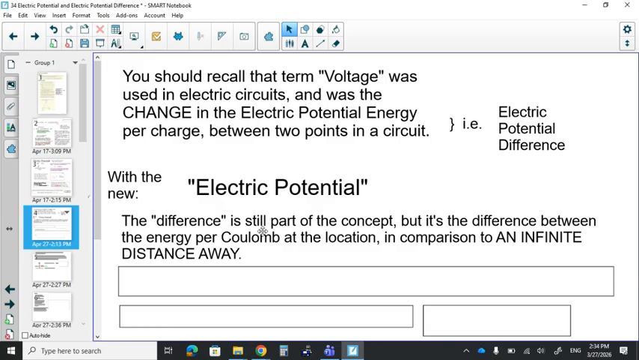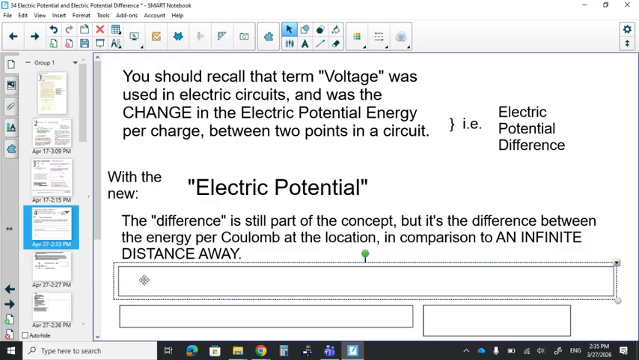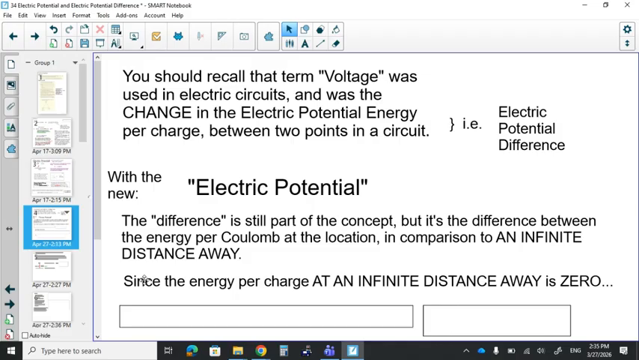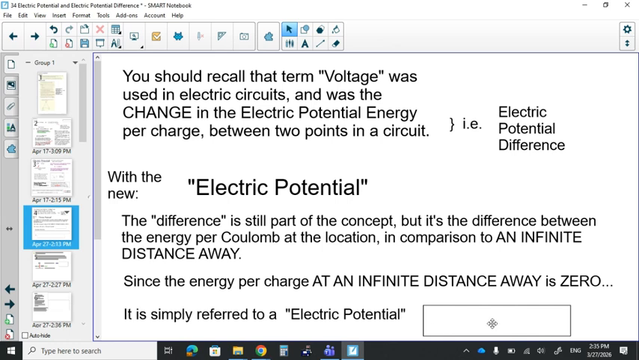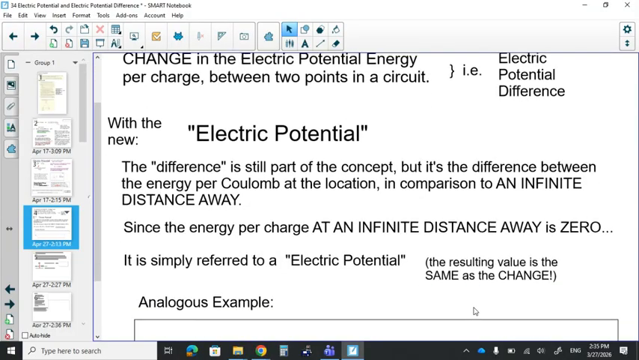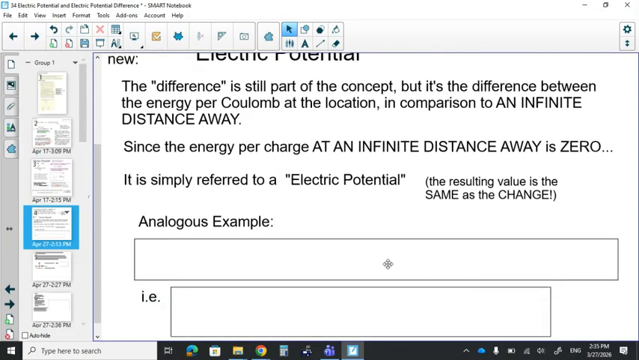You're looking at between this 2 centimeter mark and that 10 centimeter mark, whereas electric potential is the entire difference all the way to an infinite distance away where there's zero energy. I think it's just interesting that they're not actually that different from one another. If you're at an infinite distance away, it's zero, and so it's just your electric potential rather than your change, rather than your difference.